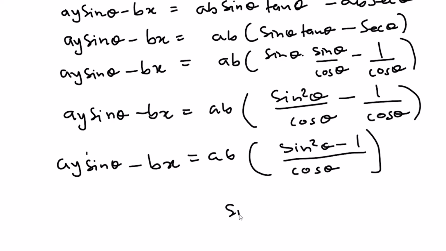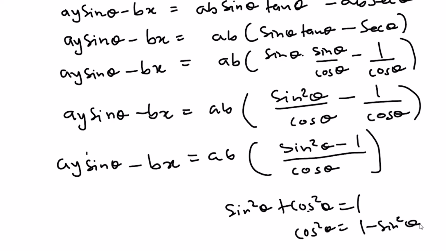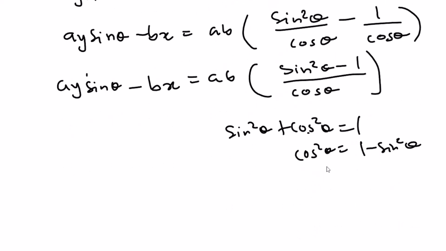You know that sine squared theta plus cos squared theta is equal to 1. Now, we want to get rid of all of this and replace it with cos. Meaning that our cos squared theta will be equal to what? 1 minus sine squared theta. But we have sine squared theta minus this. Now we can manipulate this.